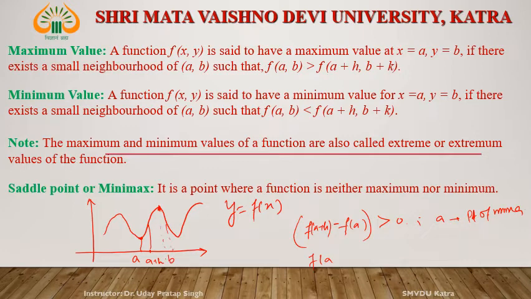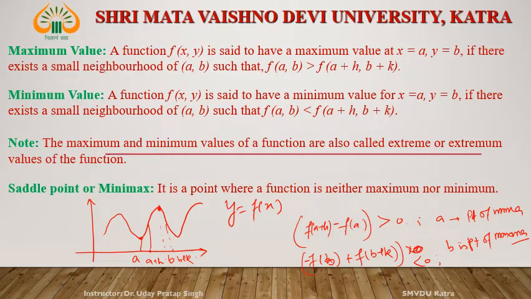and b plus k is this, then f(b) minus f(b+k), what is f(b)? f(b+k). This is greater than 0, or you can say that f(b+k) minus f(b) is less than 0. Then b is a point of maxima. Such b is a point of maxima.